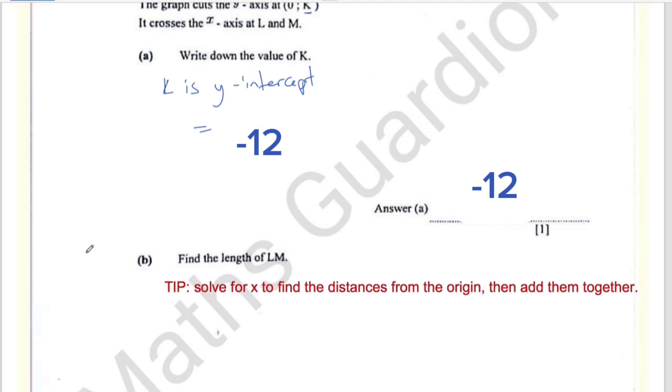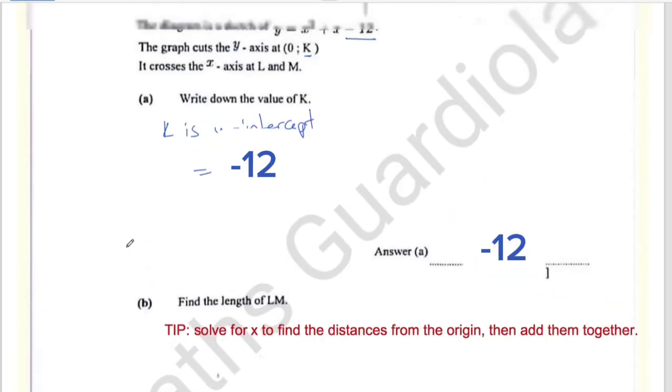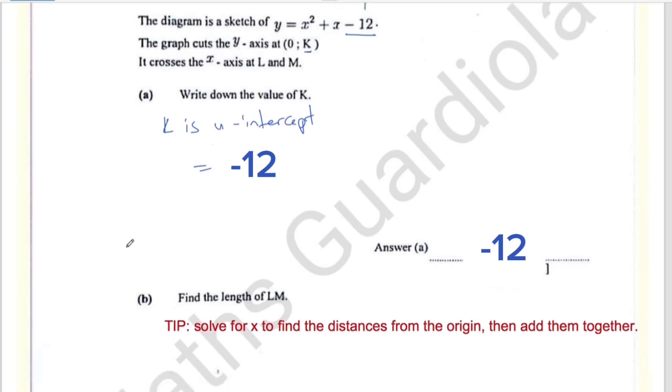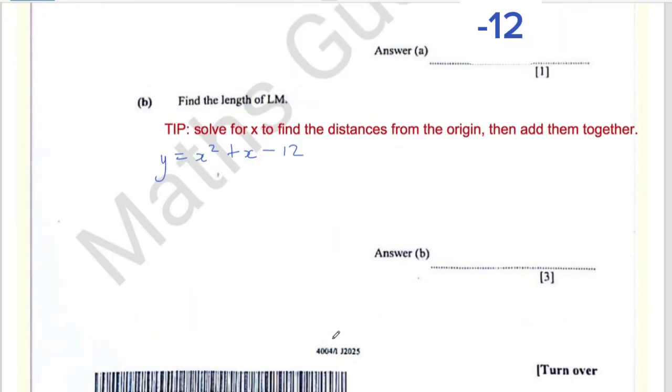So that's very simple. Since on the x-axis the value of y is equal to 0, we're going to equate the equation of the graph to 0. So y is equal to x squared plus x minus 12. We're going to equate it to 0 because on the x-axis the value of y is equal to 0. So 0 is equal to x squared plus x minus 12, or we can simply rewrite it as x squared plus x minus 12 equals 0.